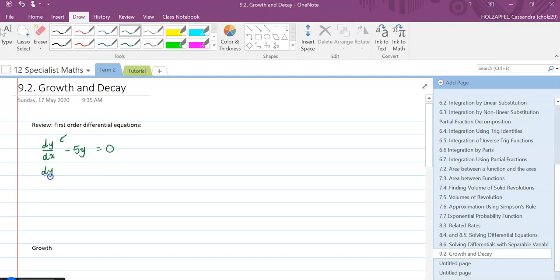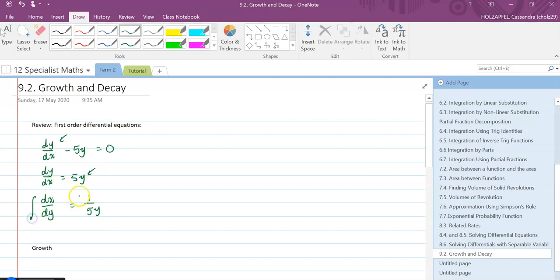So to do that, let's just rearrange our equation. So we have dy/dx is equal to 5y. Now I want to integrate with respect to my variable, but to do that I want to make sure that this dy is on the bottom here. So I'm going to flip my derivative, so I have dx/dy, and because I've flipped this side I'm going to flip the other side as well.